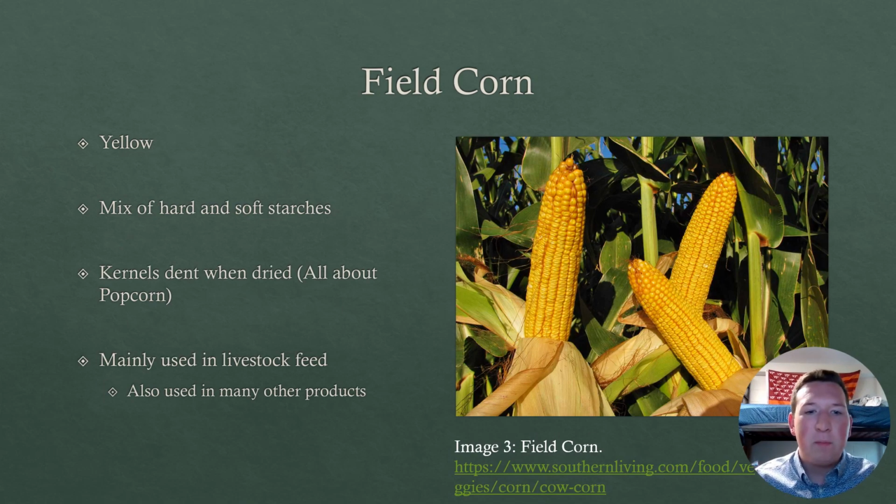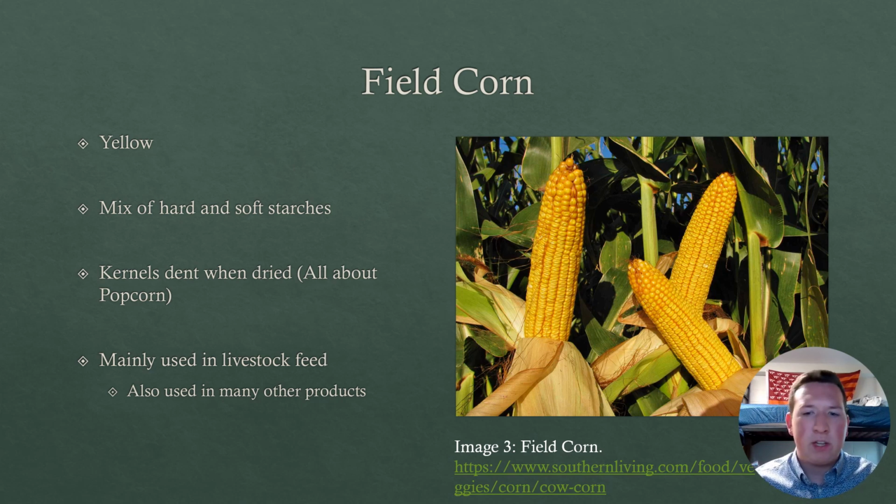So now we can go ahead and move on to field corn. Field corn is going to mainly be yellow in color. It's made up of a lot of hard and soft starches compared to sweet corn that was mainly just soft starches. Field corn also lacks a lot of the sugars that sweet corn has, making it less ideal to eat for us, which explains why we stay more with the sweet corn and don't go on to the field corn.